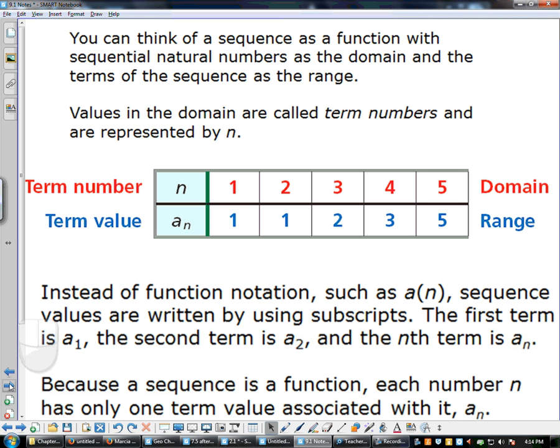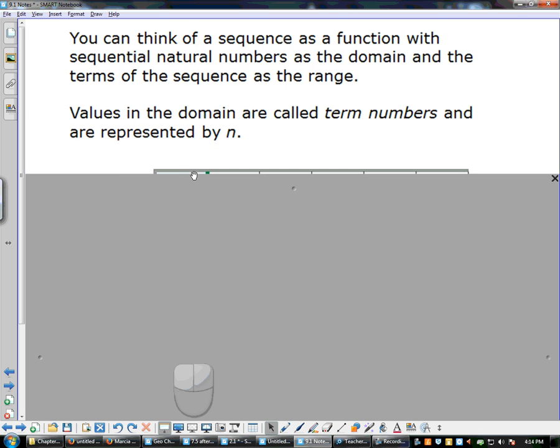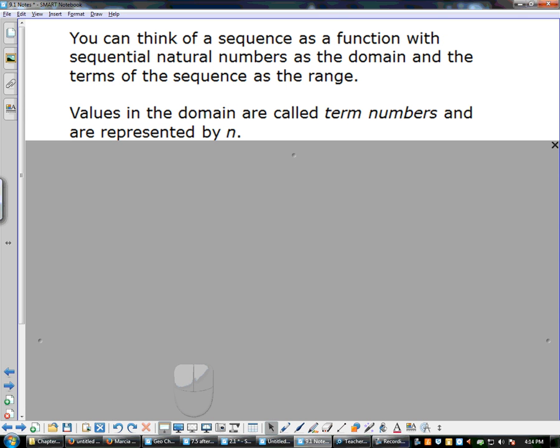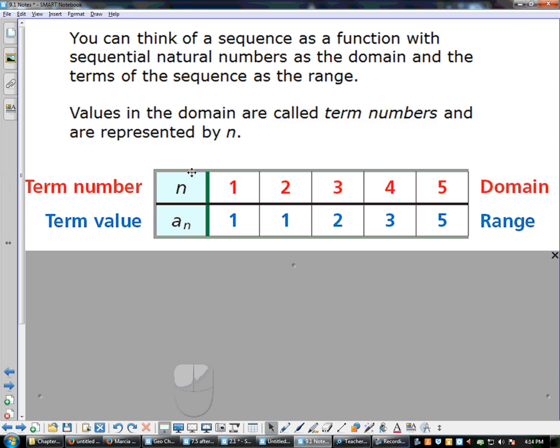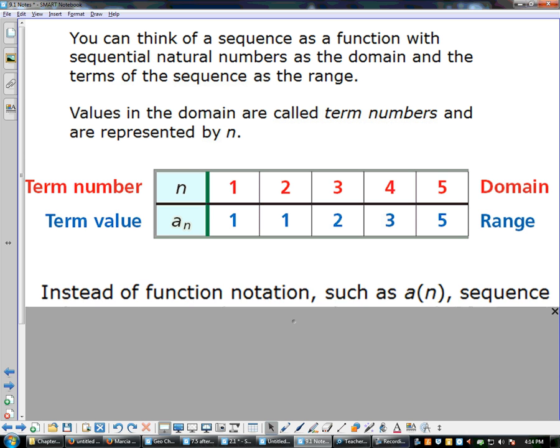You can think of a sequence as a function with sequential natural numbers as the domain and the terms of the sequence as the range. So let's just clarify what we're saying in that case. The values in the domain are called the term numbers and are represented by n. So if this is a table of what we had, n stands for the term. So the first, second, third, fourth, fifth, and so on. The term value, we're going to say that is a sub n is what those values would actually be. So in this case, my term values are 1, 1, 2, 3, 5.